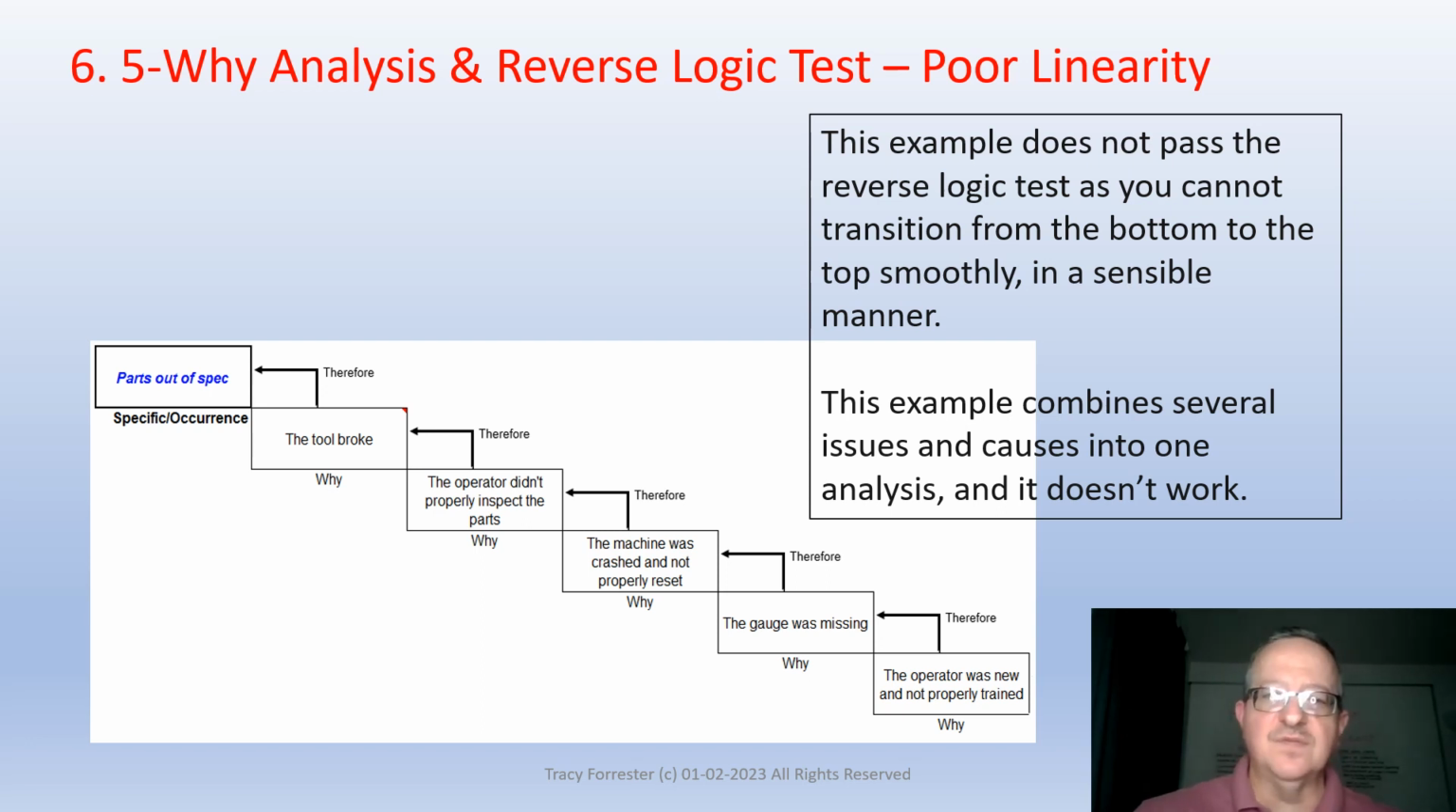So the operator was new and not properly trained. Therefore, the gauge was missing. Therefore, the machine was crashed and not properly reset. Therefore, the operator didn't properly inspect the parts, and therefore the tool broke, and therefore the parts were out of spec. And clearly, nothing smooth about that transition. It's not logical. It doesn't flow right. It's definitely not linear.